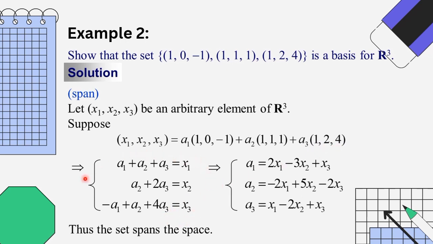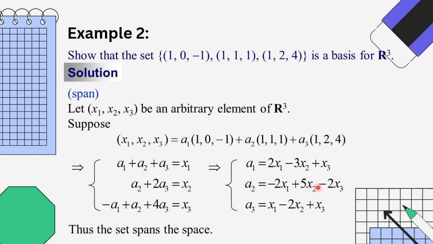Now, how did we arrive at this? We have already shown that a sub 1, a sub 2, and a sub 3 have values. Since these scalar quantities have values, it means that the set spans. Since we've already shown that this is a linear combination, it already spans. Now, how did we arrive at these values? That's the question.